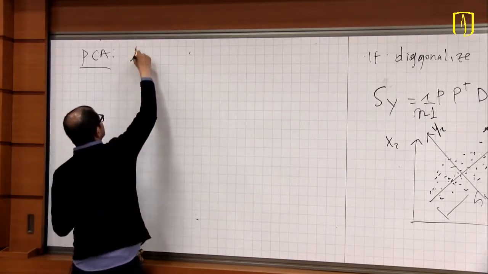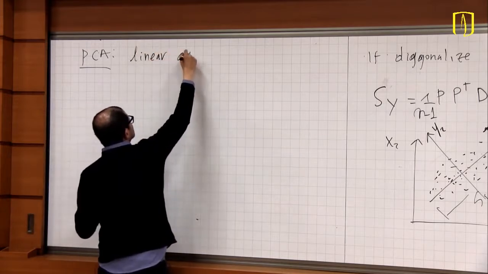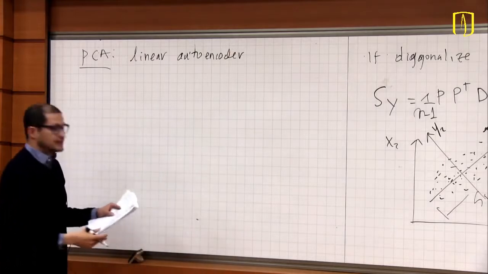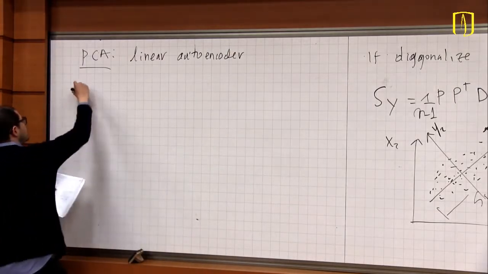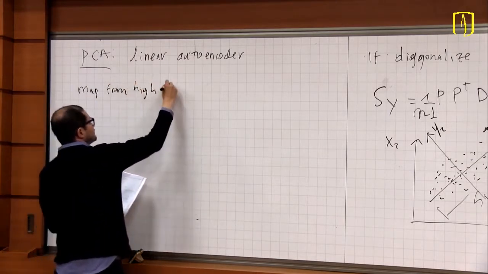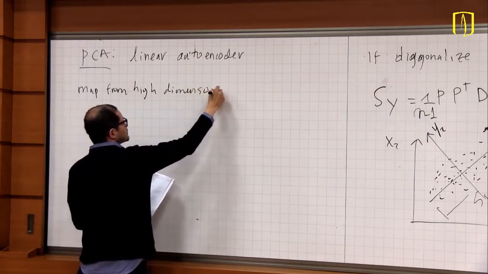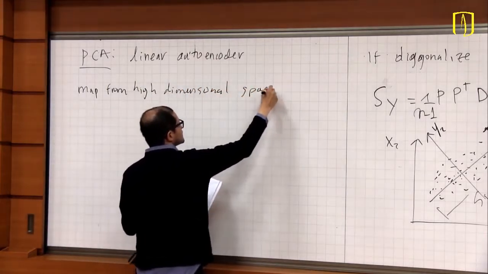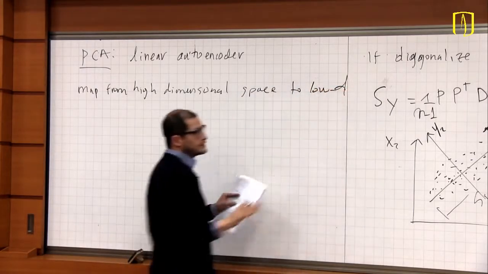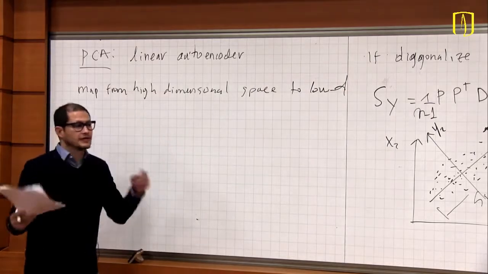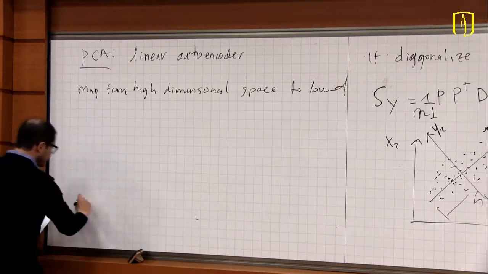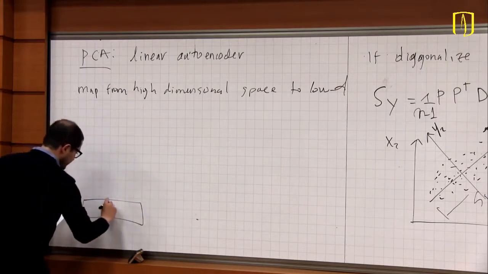So, linear autoencoder. What is an autoencoder? It's basically a map from a high dimensional space to a lower one. Okay, which you already see where I'm going, right? And autoencoders are usually, okay, you start from, say, the original space where your vectors live.